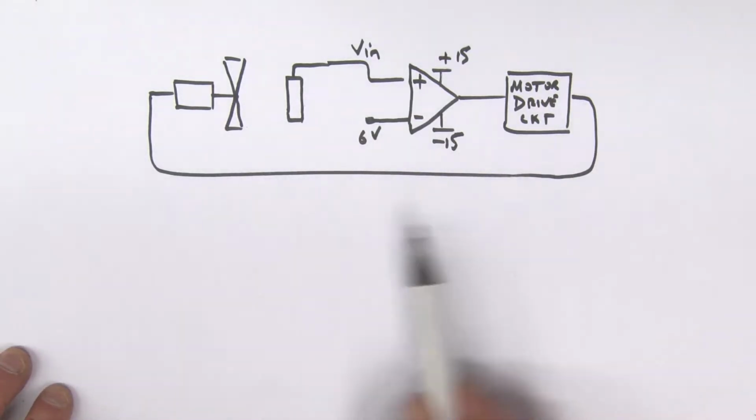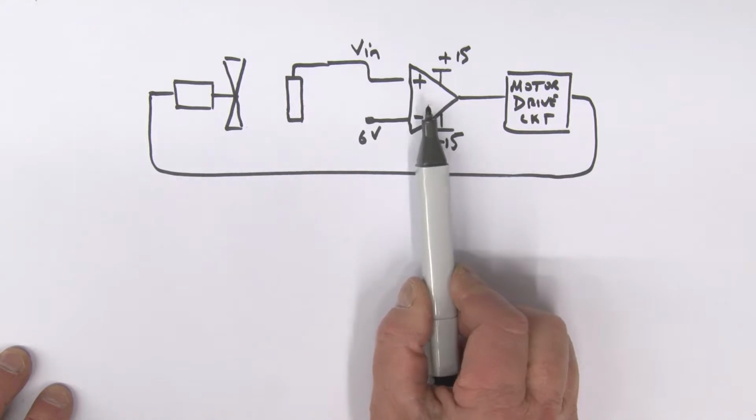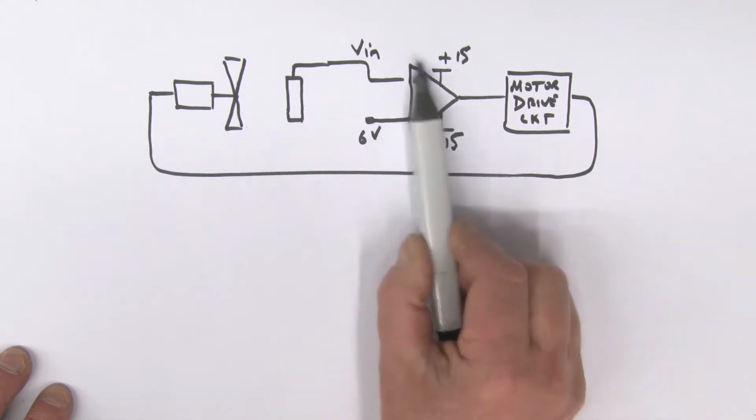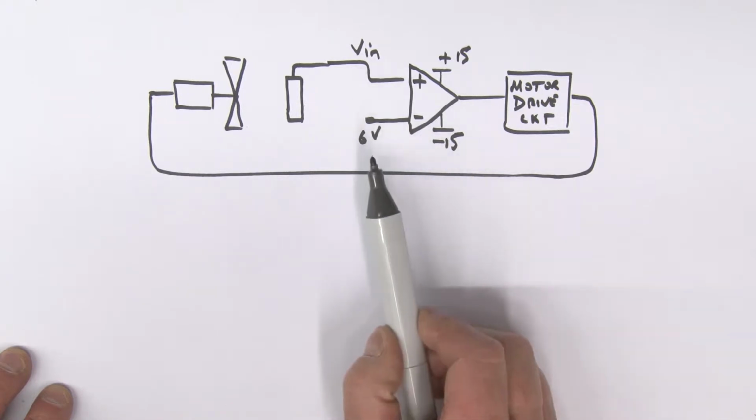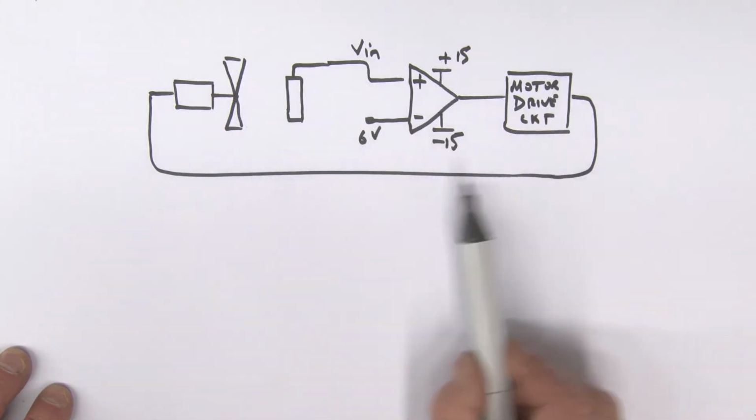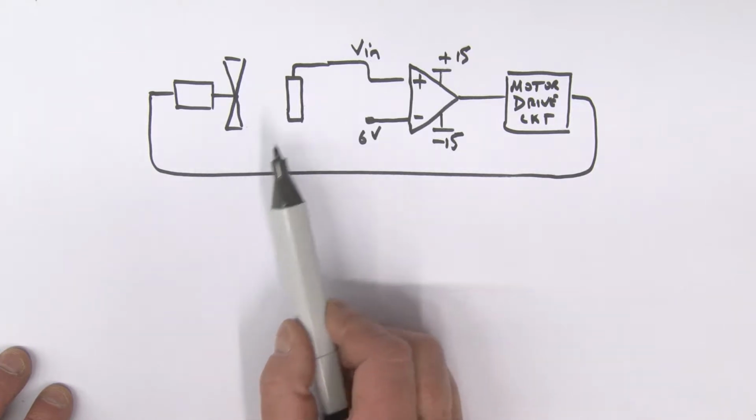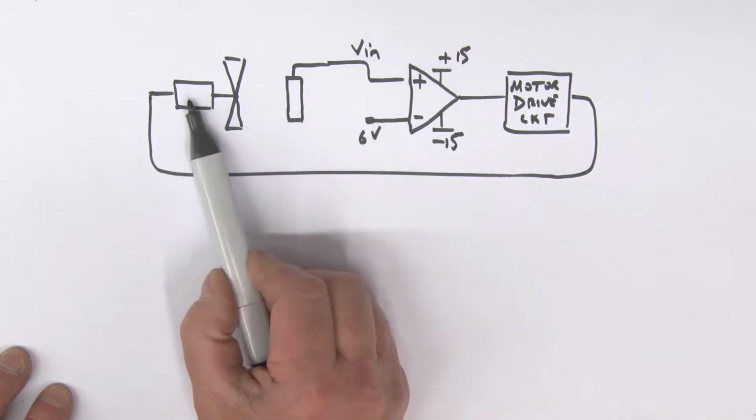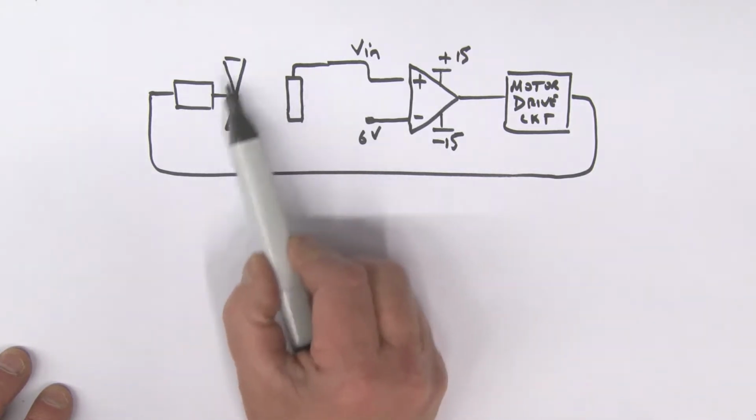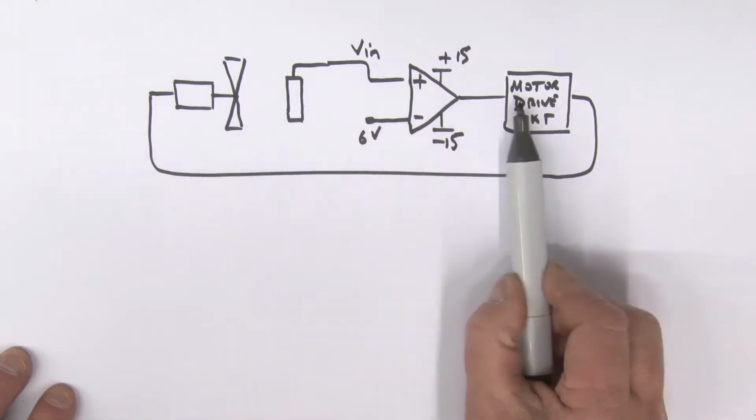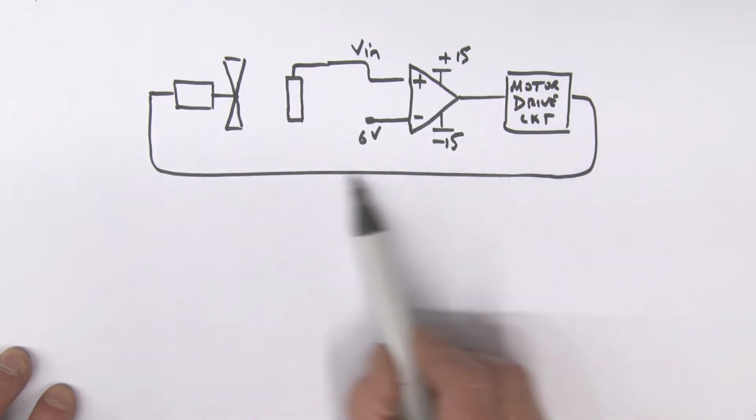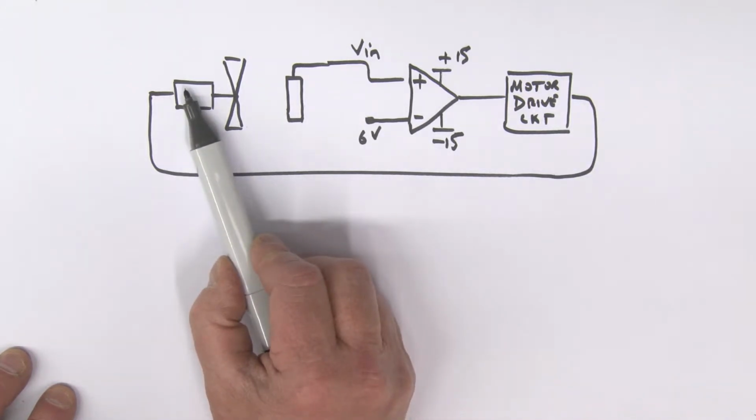All right, let's have a look at an example of how we might use a comparator. So here we have our op-amp comparator. The inverting input is set at 6 volts. Now this is a system that could be used in a car to cool down the radiator. So what you have is a motor here and there's a fan attached to that motor. It's that fan that's going to cool the radiator. You have a motor drive circuit over here which is used to turn on that motor.